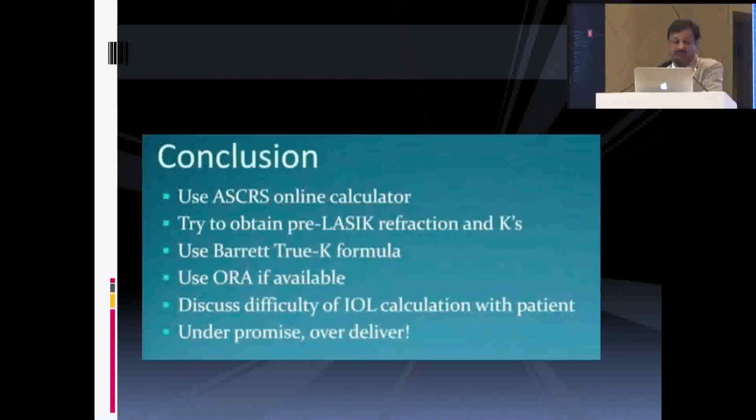To conclude, you can use the ASCRS online calculator, and try to obtain pre-LASIK data if you have it. Barrett True K, I think, works very well. And ORA, in case you have access to it intraoperatively, can help in the best of hands when the data is not available. You should always discuss the difficulty and the chances of surprise with the patient, so that the patient doesn't come back the next day with some filthy allegations. And always under-promise, then over-deliver.